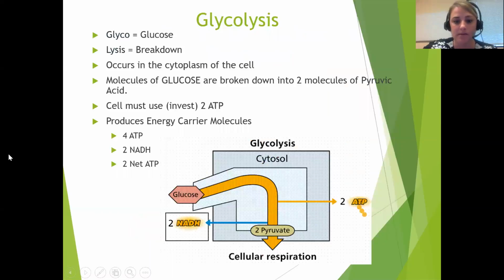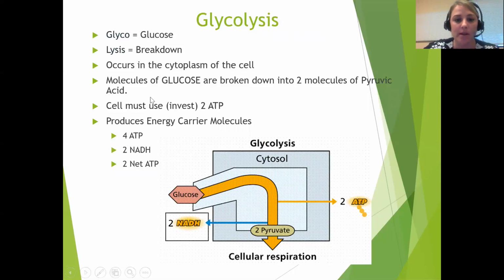All right, so let's specifically talk about each step. We already talked about it a little bit, but now we're going to get into more numbers. So glycolysis literally means breaking down glucose. It occurs in the cytoplasm of the cell. Now, when we break down glucose, it's going to create 2 molecules of pyruvic acid. Again, you might see pyruvate, okay, interchangeable.